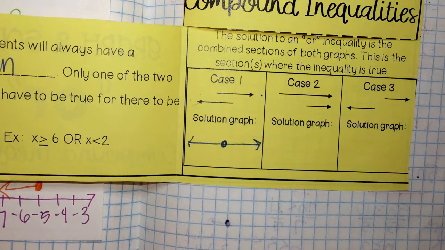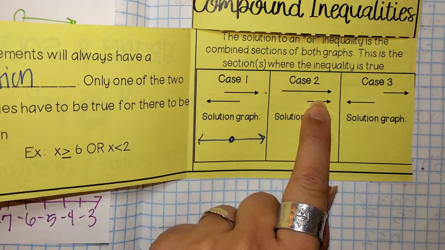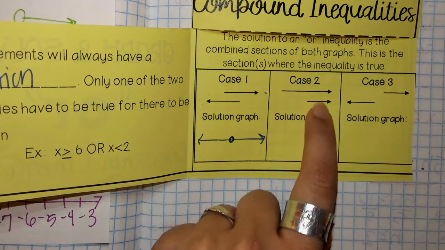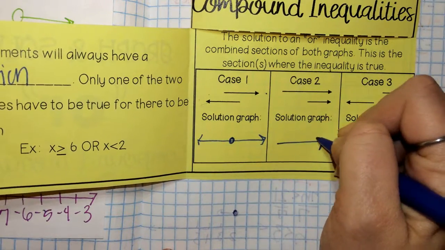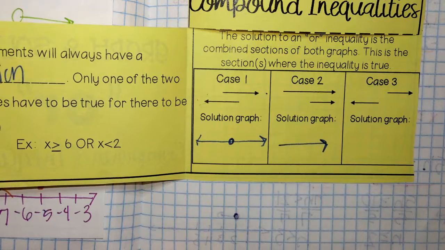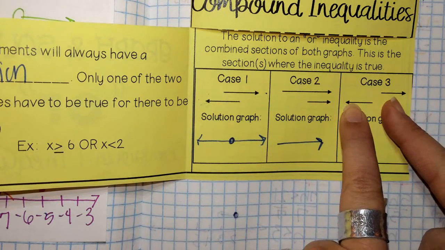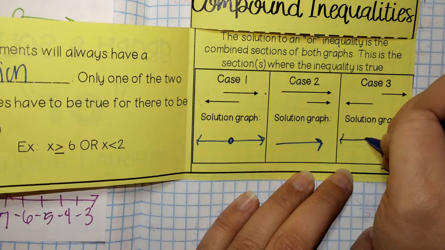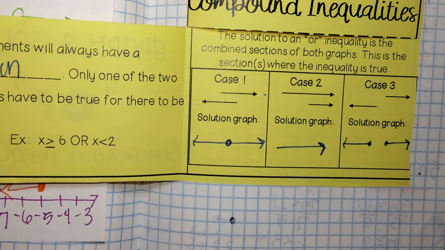It could also look like this. Are these both going the same way? Yes. There are arrows on the ends going the same way. That's okay, so it could look like that. Now, are these going in opposite directions? Do they overlap? No. So it would look like this. They would not touch.